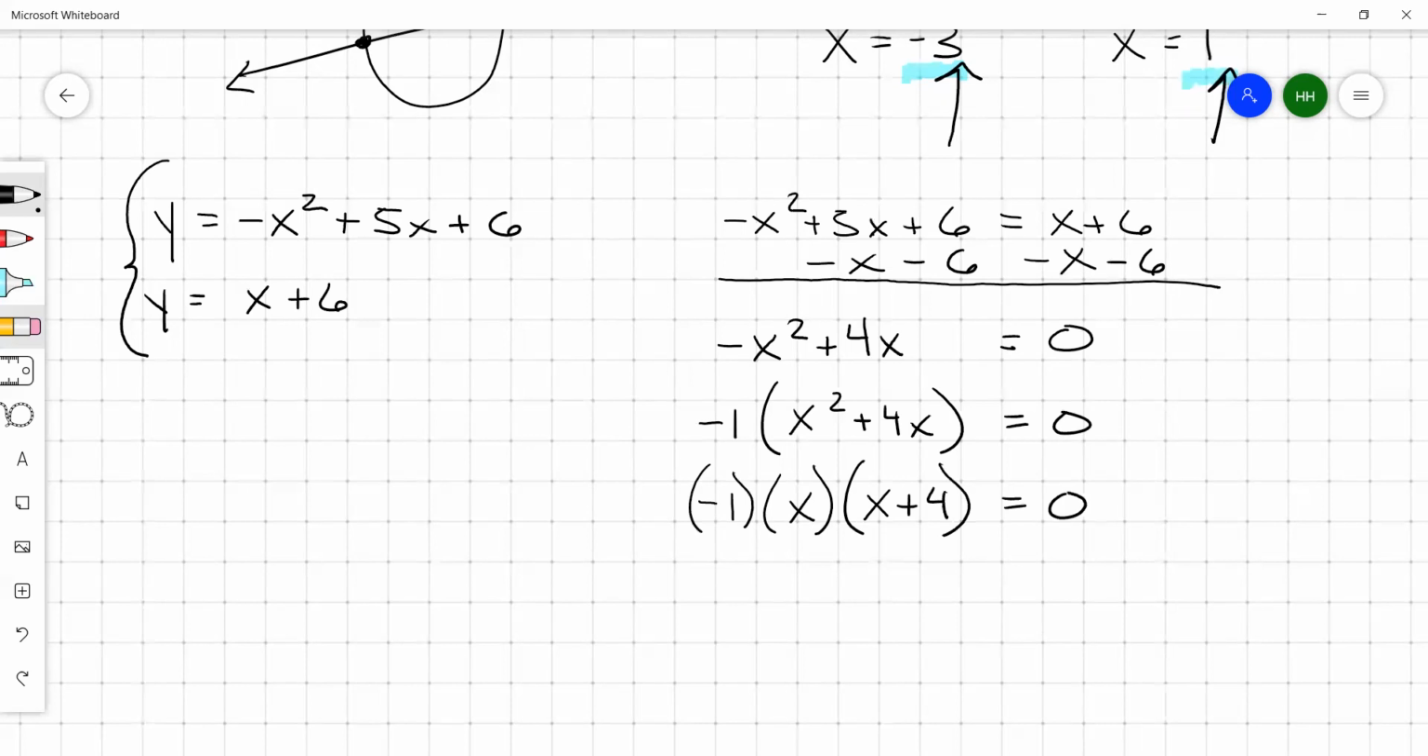Let's see. Yes, it would. Good call. This would be a minus sign right here. That would be minus 4x. And this would be minus 4.